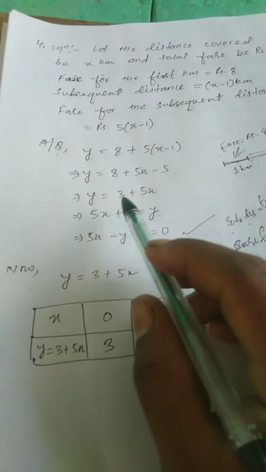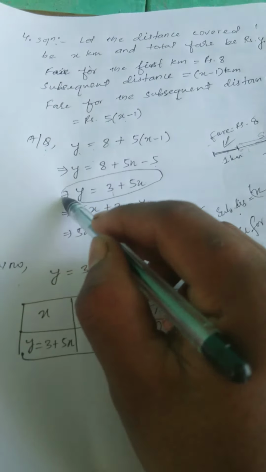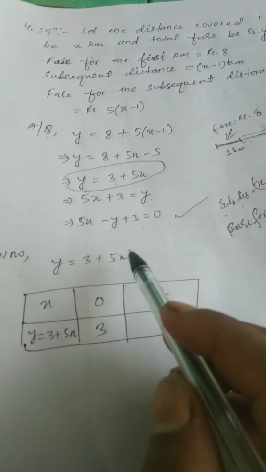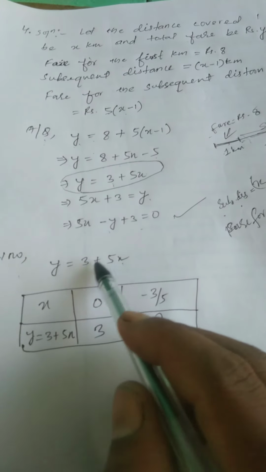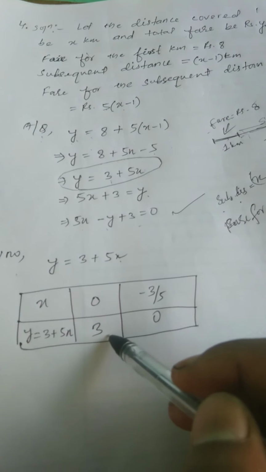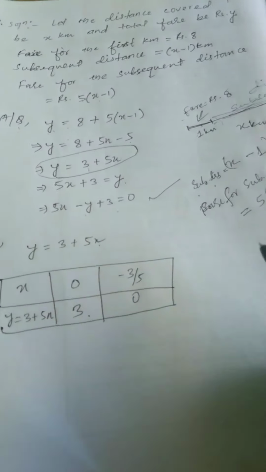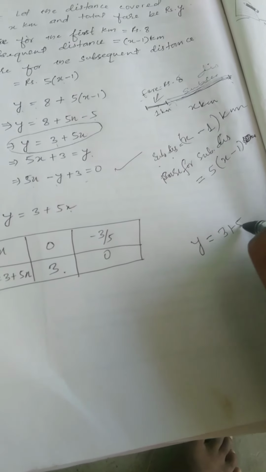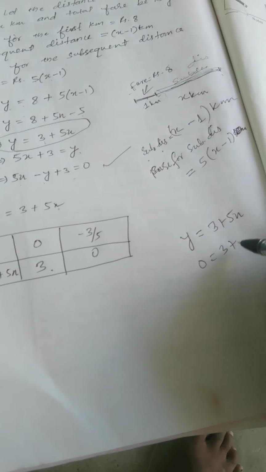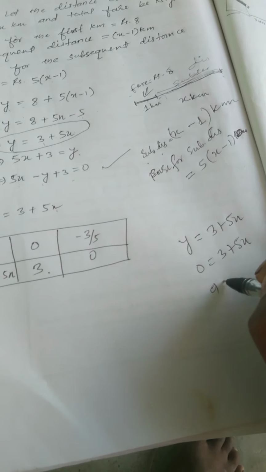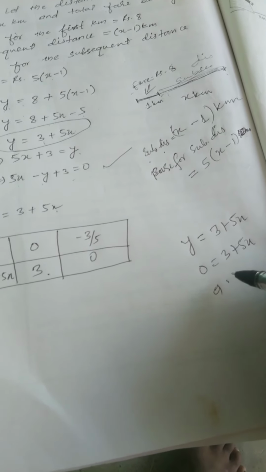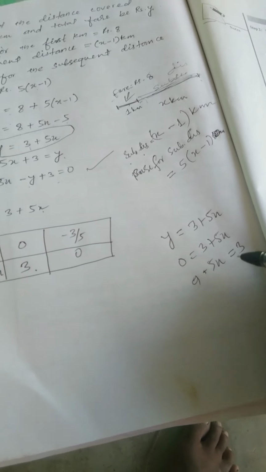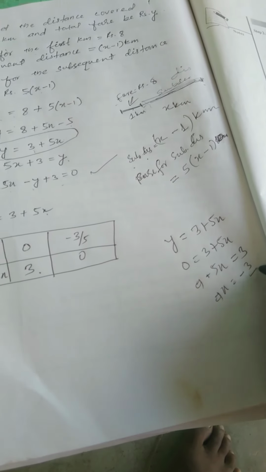Now see, here you see y equals 3 plus 5x. So, the table of solutions. When you put x as 0, what do you get? This term will be 0, that means y is 3. When you put y as 0, what do you get? y equals 3 plus 5x, y is 0, so 0 equals 3 plus 5x. Transposing, x equals minus 3 by 5.